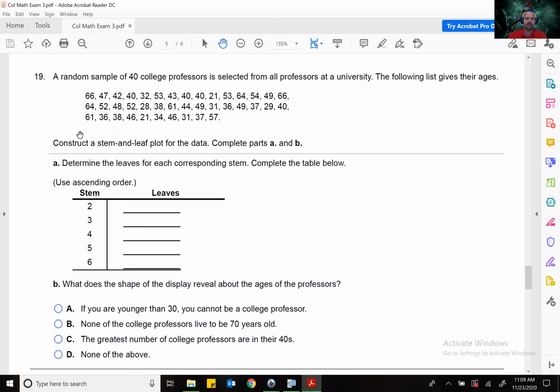So we got 66. So remember when you do this first part, you see how my cursor right here turns into a selection tool. To the left of my little selection tool, that is the stem. So that's 6. And to the right is the leaf. So I'm going to put a 6 on the stem 6. So the next one will be a 7 on 4. And then I will have a 2.